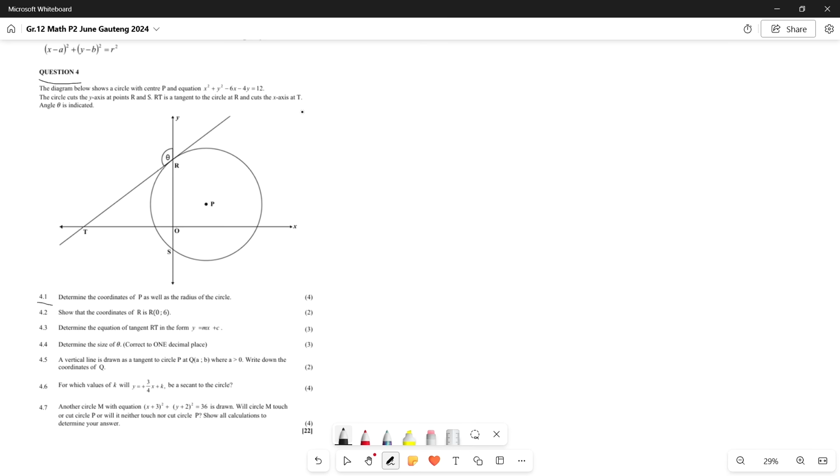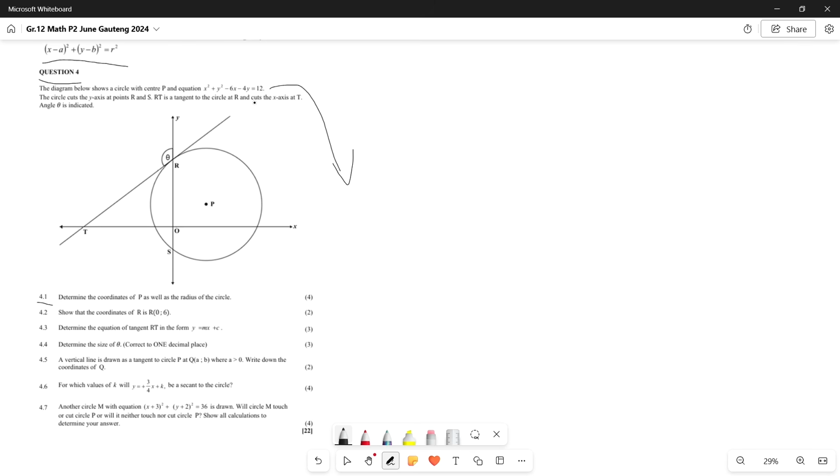So then it says 4.1, determine the coordinates of P as well as the radius of the circle. So the easiest way to do that is to reference this equation that we have up here, where we have the equation of a circle, x minus a squared plus y minus b squared equals r squared. They've given us a lot of information over here in terms of the x squared plus the y squared minus 6x minus 4y equals 12. What we can do is manipulate and rearrange this formula and get it in our standard form here to figure out the a and the b, which are ultimately the x and the y coordinate for our P over here, and the r squared, which is the radius.